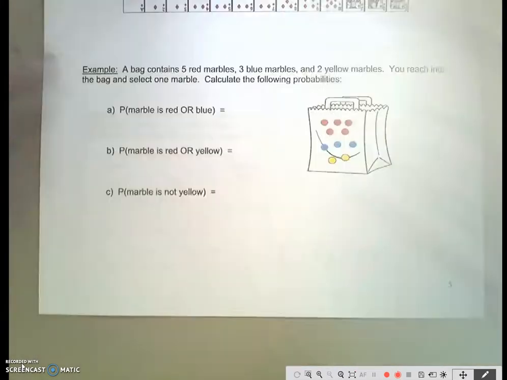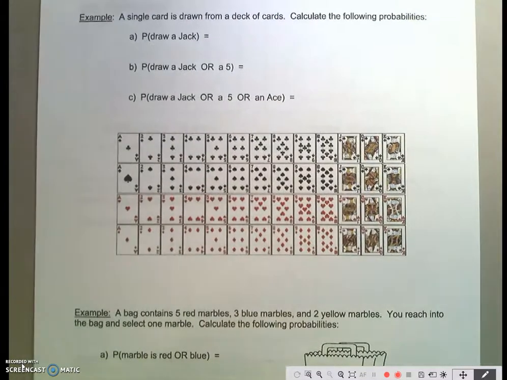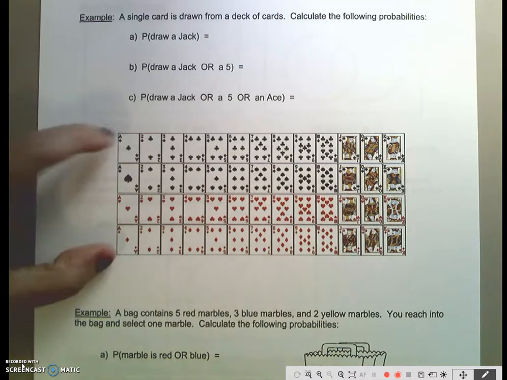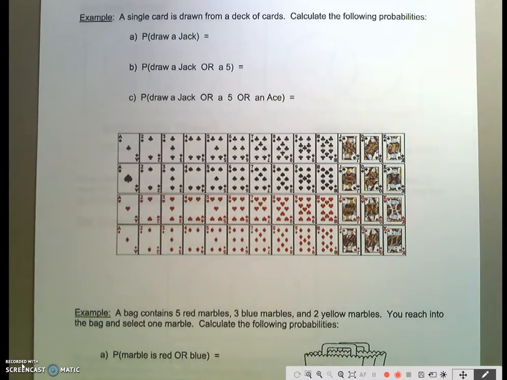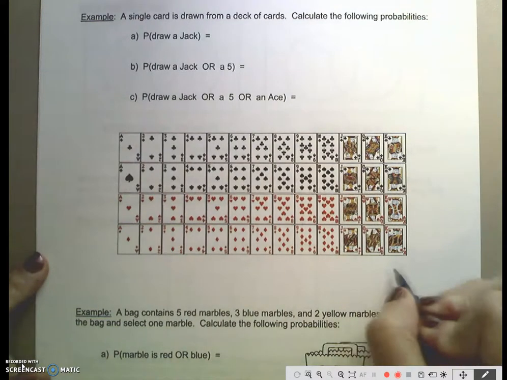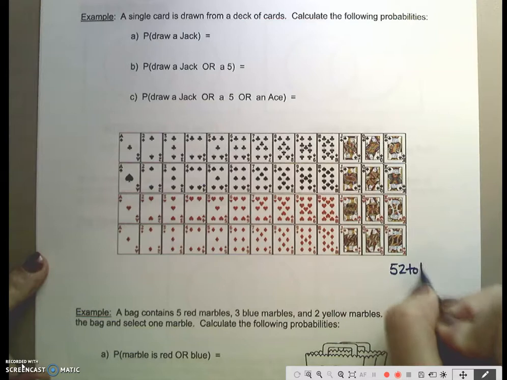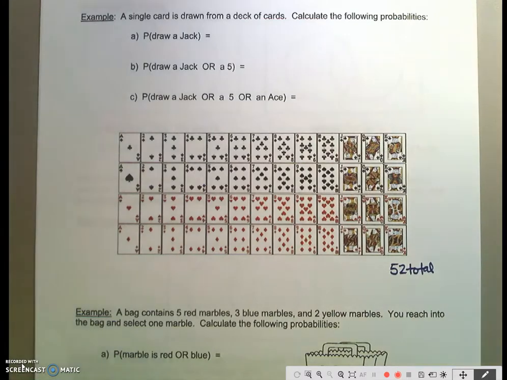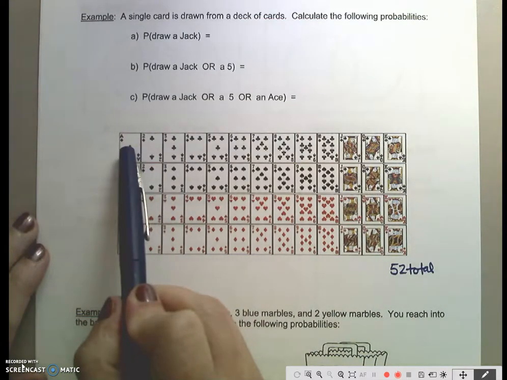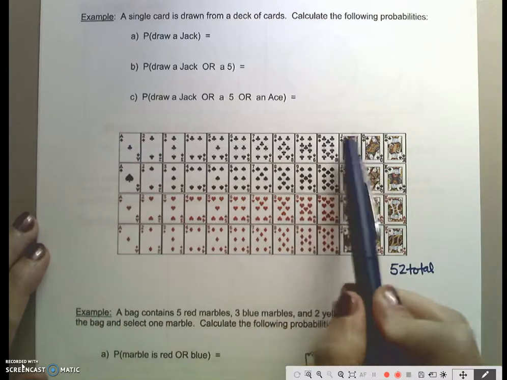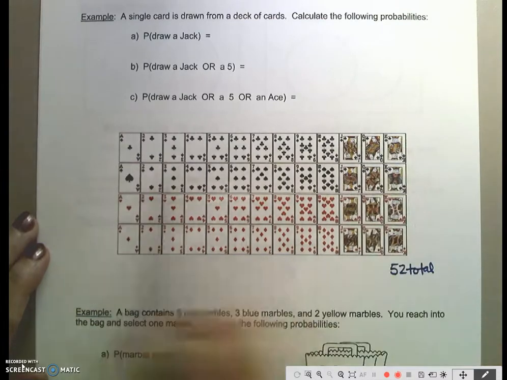Okay, so let's try a real simple example here with a deck of cards. After teaching this class for as many years as I have, I have come to realize not everybody is familiar with the layout of a deck of cards. So this is the layout of a deck of cards. The first thing you need to know is that there are 52 total cards, and they're in 4 groups. You have an ace, 2 through 10, and a jack, queen, king, and there are 4 rows of them.